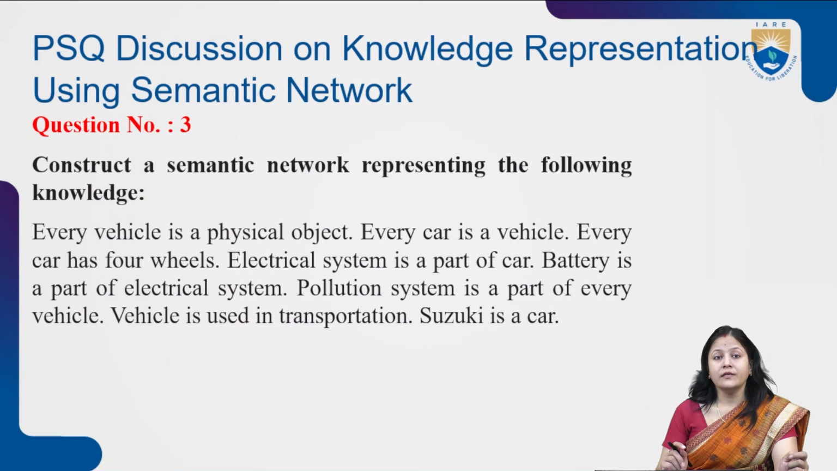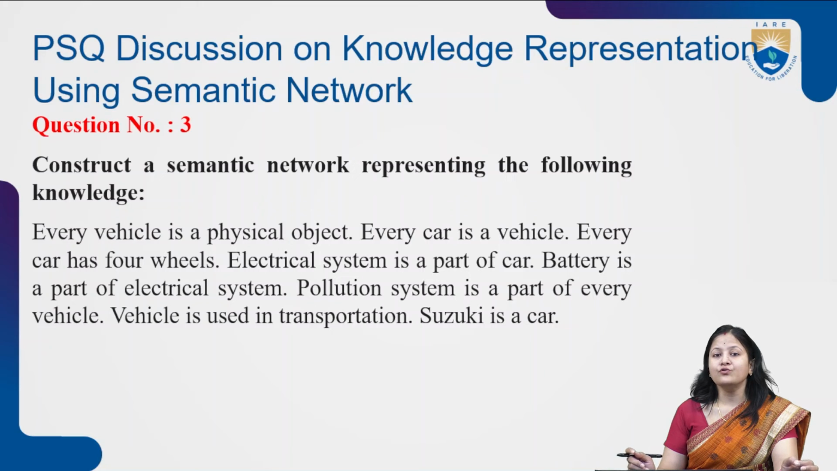Now coming to the third example: construct a semantic network representing the following knowledge. Every vehicle is a physical object. Every car is a vehicle. Every car has 4 wheels. Electrical system is a part of car. Battery is a part of electrical system. Pollution system is a part of every vehicle.